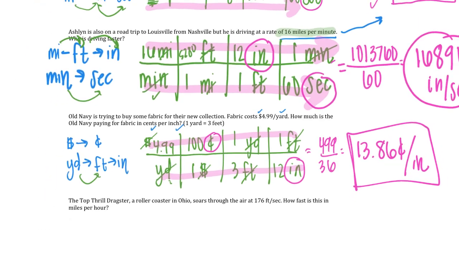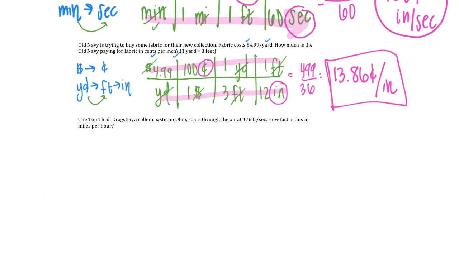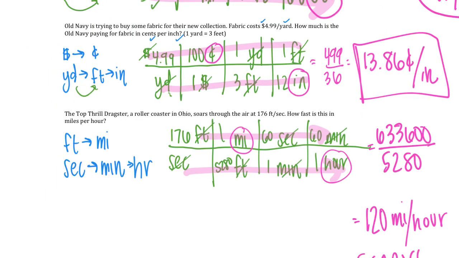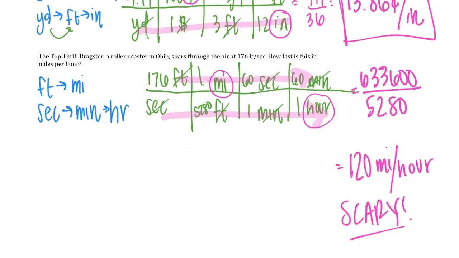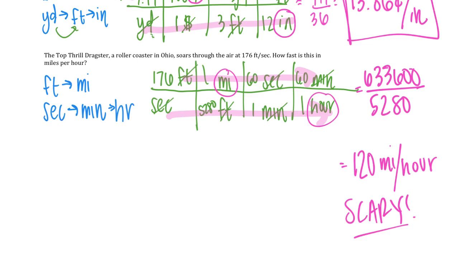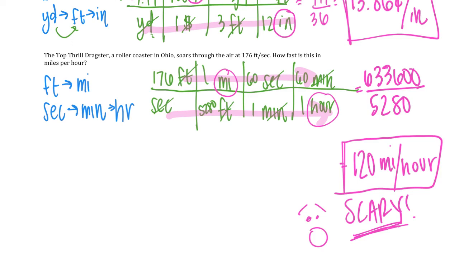I want y'all to pause the screen and try this last problem on your own. All right, if you have done that last problem, make sure you converted the feet to miles, and then the seconds that were given to minutes, and then the minutes to hours. Your final answer that you should have gotten in the end is 120 miles per hour, which to me sounds very scary. Pause and rewatch anything you need.